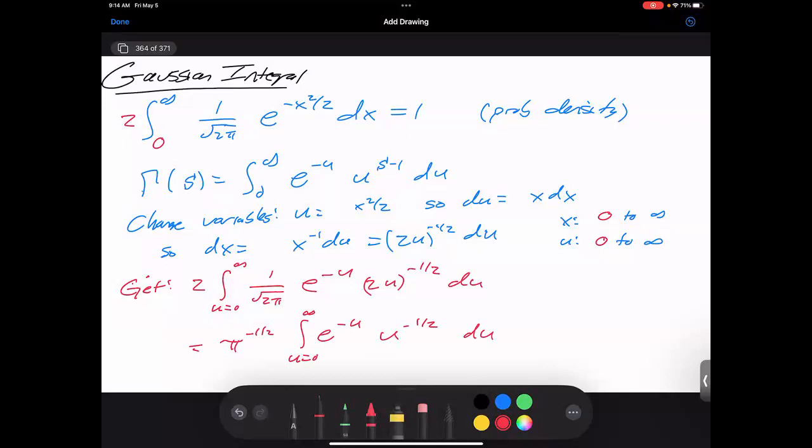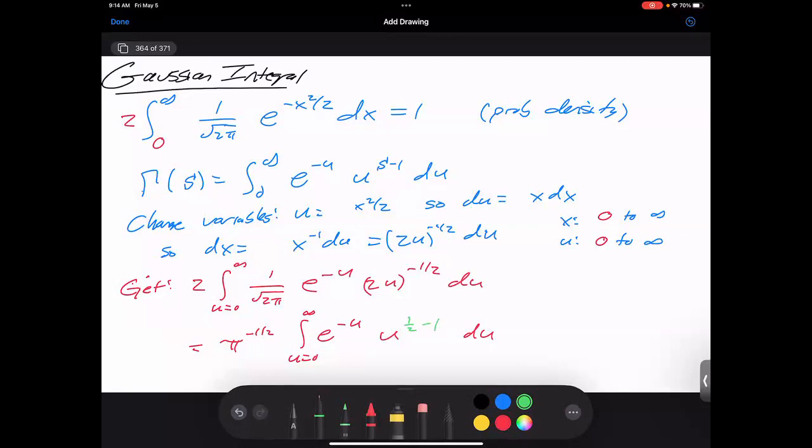Does that look very close to the gamma function? I don't care about the pi to the minus 1/2 outside. I've got an e to the minus u, which is great. I have a u to the negative 1/2. I want to have a u to the s minus 1. What would s equal? s would be 1/2. So I could write this, if I wanted to, as 1/2 minus 1. That's the same as u to the negative 1/2.